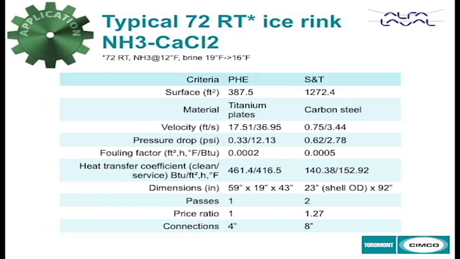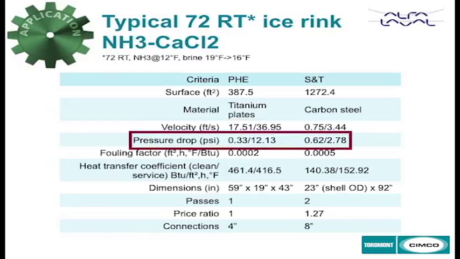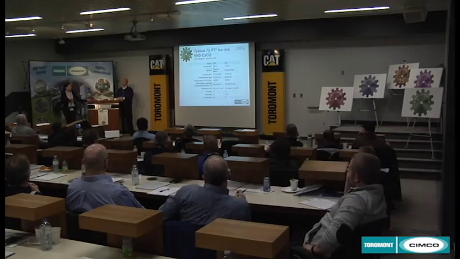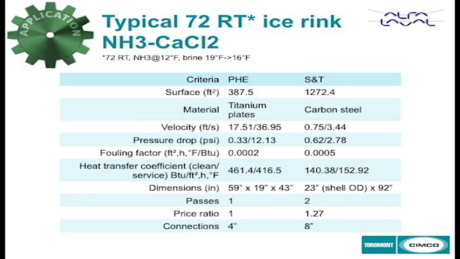We can see that we use titanium plates, and shell and tube is normally carbon steel. The velocity is quite a bit higher on a plate heat exchanger because we need to create the turbulence to achieve the heat transfer. Pressure drop on the ammonia side is 0.33, while in the shell and tube it is 0.62. This is a very important fact that we take into account while we design a heat exchanger. And on the brine side it is higher on the plate and frame heat exchanger.